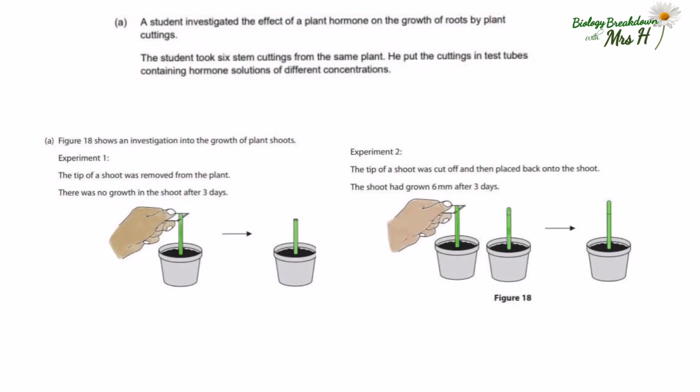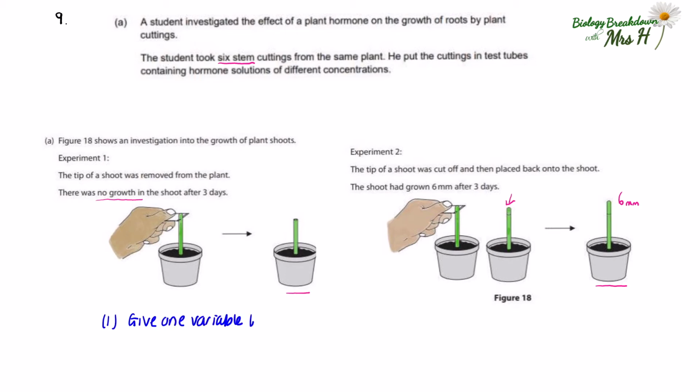A student investigated the effect of a plant hormone on the growth of roots by plant cuttings. The student took 6 stem cuttings from the same plant. He put the cuttings in test tubes containing hormone solutions of different concentrations. So this shows experiment 1. The tip of the shoot was removed from the plant and there was no growth in the shoot after 3 days. Experiment 2. The tip of the shoot was cut off and then placed back onto the shoot. The shoot had grown 6 millimeters after 3 days.